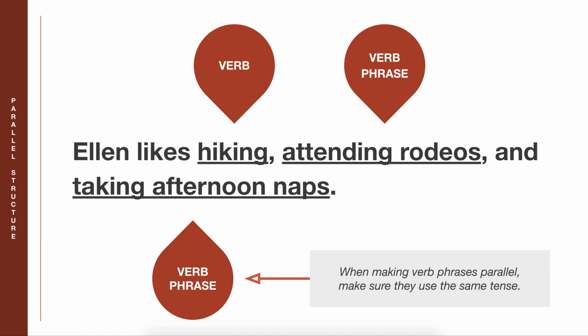Hiking is an action, it's a verb. Attending rodeos is an action, it's a verb phrase. And taking afternoon naps, again, is a verb, it's something you can do. So we have a verb and 2 verb phrases. Now, on the surface, that might seem like they are not the same form. However, they still work because if we look really carefully at those verbs, we can see that all of the verbs are in present tense and they end in ing. We have hiking, attending, and taking. And so they all match, they all work together.